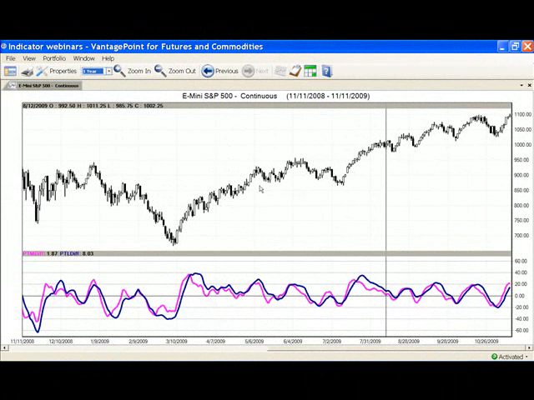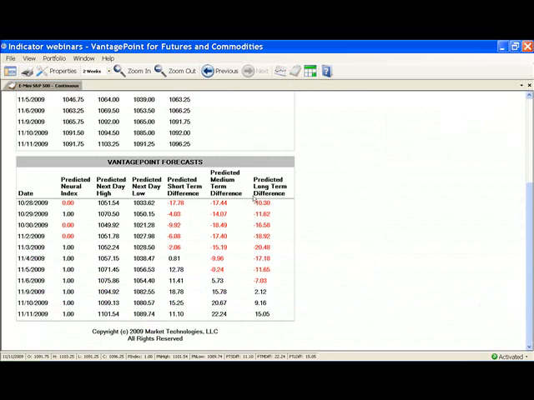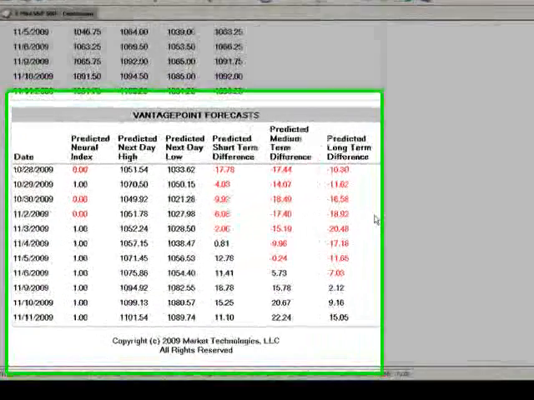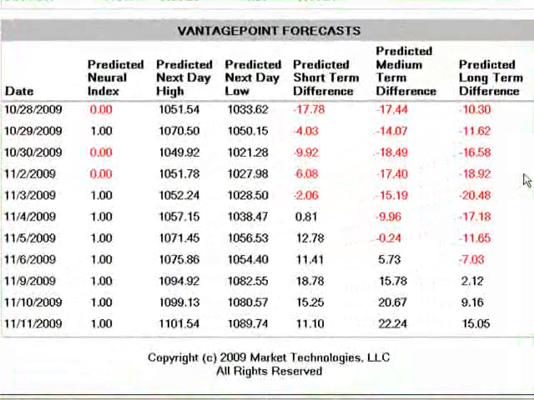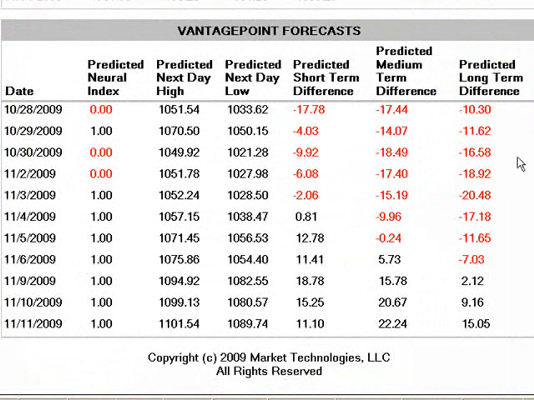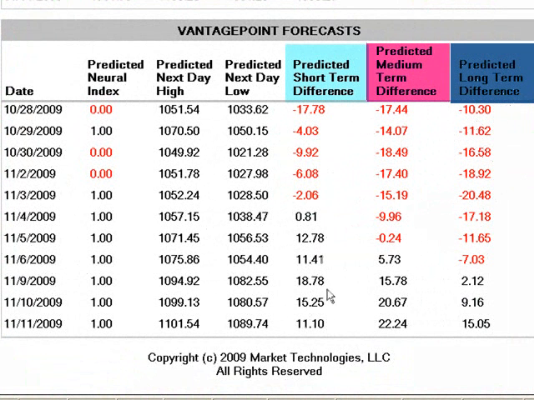Now we're going to turn to the daily report to show you how it looks on the daily report. Some people are more oriented to looking at the visual chart, and they can see much more on the chart than they can see in numbers. Other people are more used to looking at numbers. In this case, you can see here we have the predicted long-term difference, predicted medium-term, and short-term. All those numbers are indicated on the daily report.